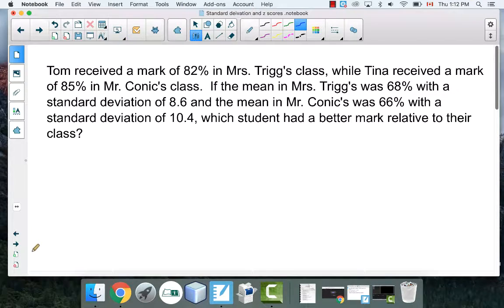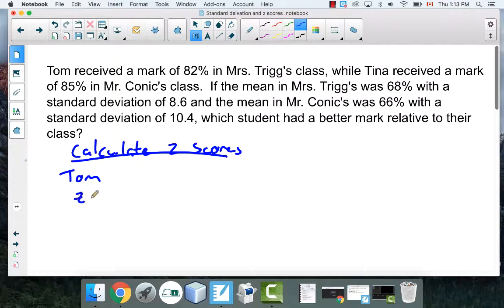Okay, last question we're going to work out here. This is a Z-score question. It says Tom receives a mark of 82% in Mrs. Trigg's class, while Tina receives a mark of 85 in Mr. Connick's class. If the mean in Mrs. Trigg's class is a 68 with a standard deviation of 8.6, and the mean in Mr. Connick's is 66% with a standard deviation of 10.4, which student had a better mark relative to their class? To solve this, we're going to calculate Z-scores. So let's do Tom first.